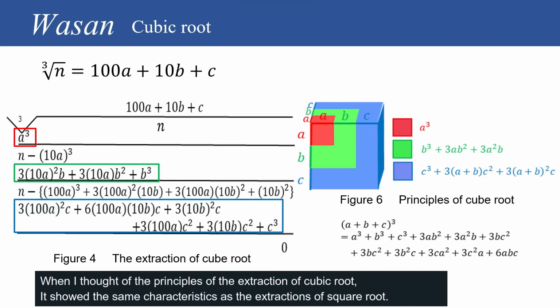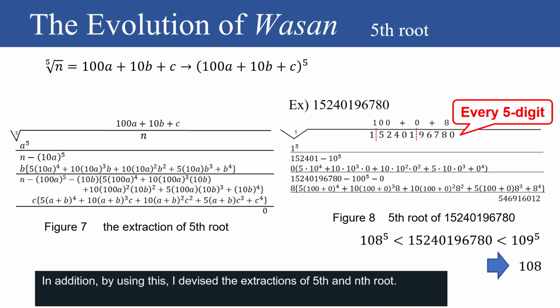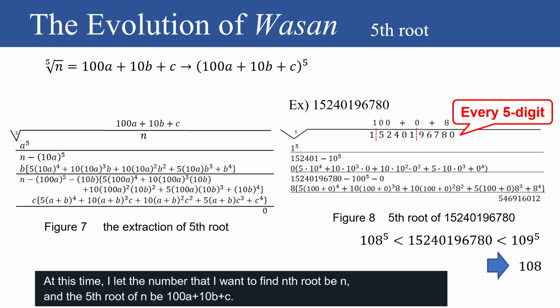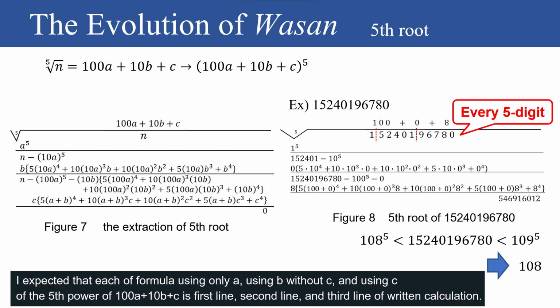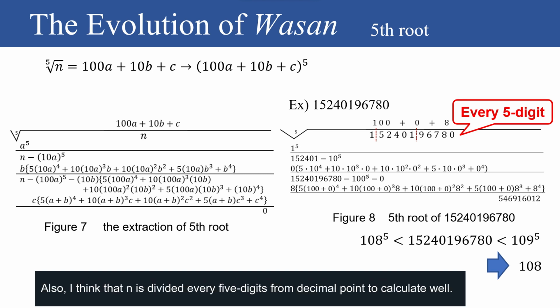When I thought about the principle of the extraction of cubic root, it shows the same characteristics as the extraction of square root. In addition, by using this, I devised the extraction of fifth root. At this time, I let the number I want to find the fifth root of be n, and the fifth root of n be 100a plus 10b plus c. I expected that each of the formulas using only a, using b without c, and using c of the fifth power of 100a plus 10b plus c is the first line, second line, and third line of the written calculation. Also, I think that n is divided every 5 digits from the decimal point to calculate well.